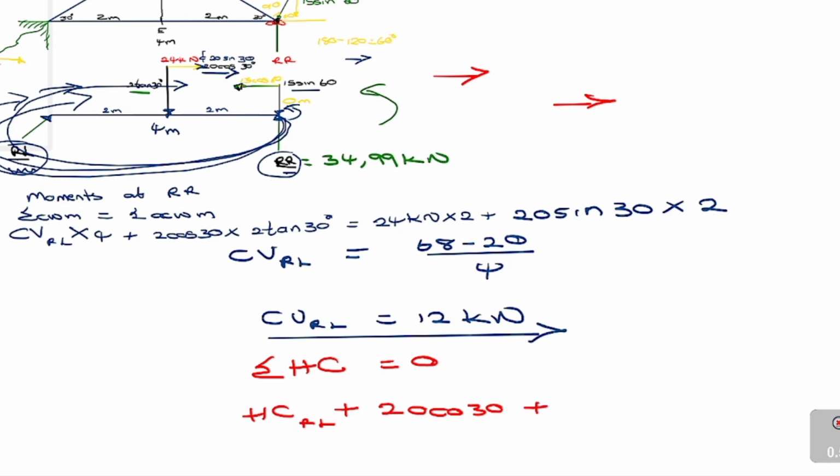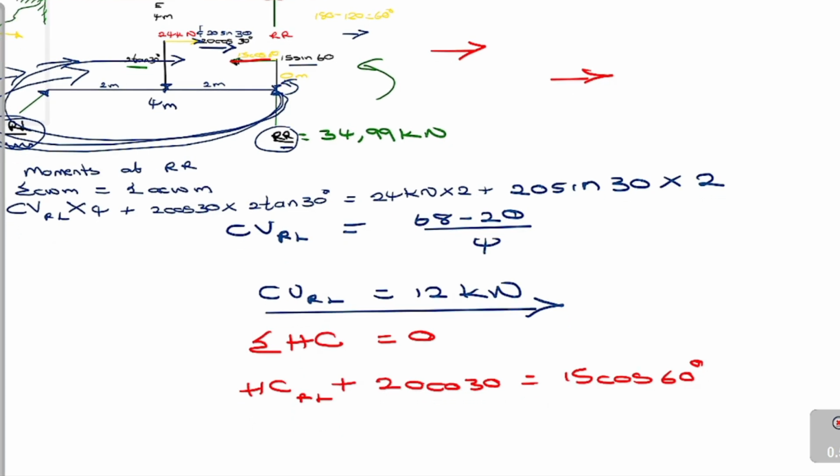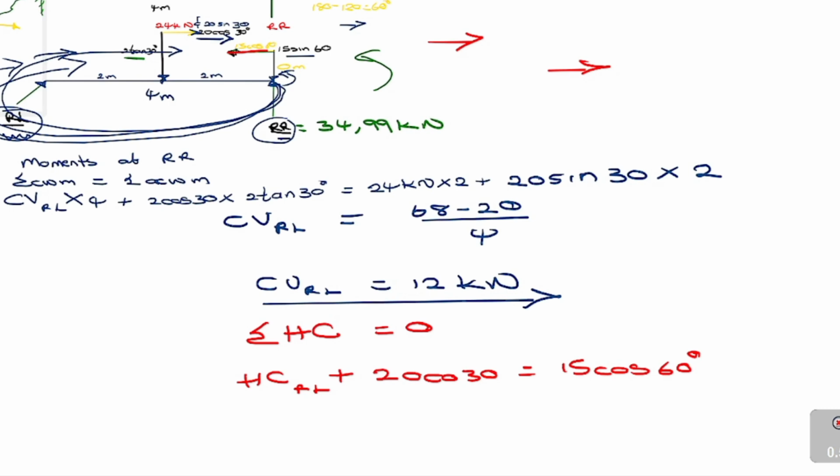And then you're going to have to equate it to the other force that is opposing this, which is the 15 cos 60 degrees. For the horizontal components, you don't have to multiply with the distance, because for the R hinge the distance is also 0, and the distance for this, guys, is not important because you're working in the horizontal plane.